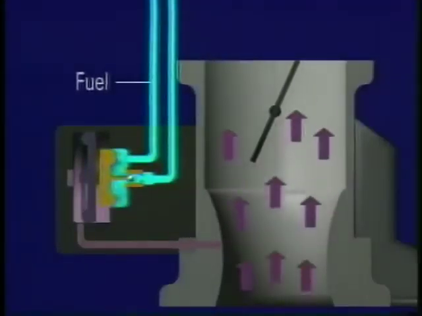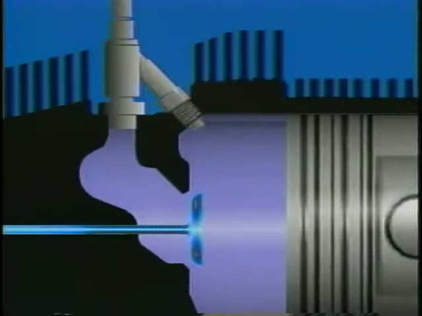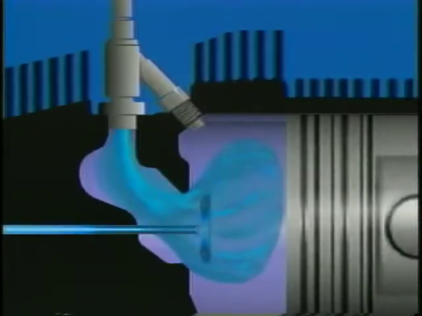In a fuel injection system, there is no significant temperature drop across the throttle valve, so icing is unlikely. In addition, the fuel is vaporized at the cylinder head, where increased temperatures make icing virtually impossible.